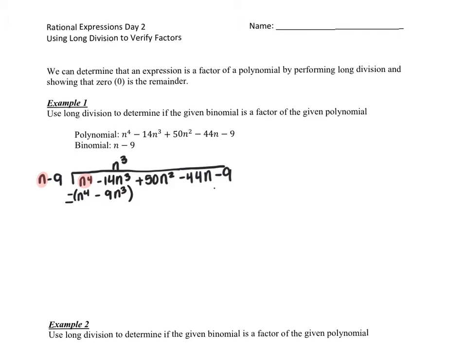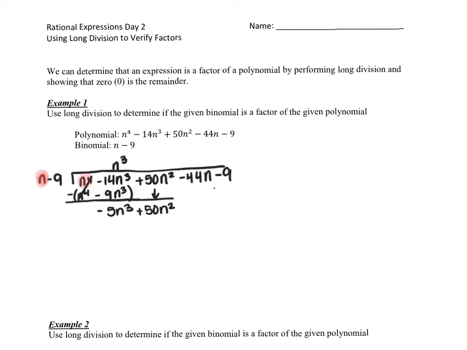And in true long division fashion, we subtract. The n to the fourths will cancel. Now remember, it's a negative 14 minus a negative 9. So it's going to be a double negative there. So negative 14 plus 9 is really what you're going to type into the calculator. And you should be getting negative 5n to the third. And then we always bring down that second term, so plus 50n squared.